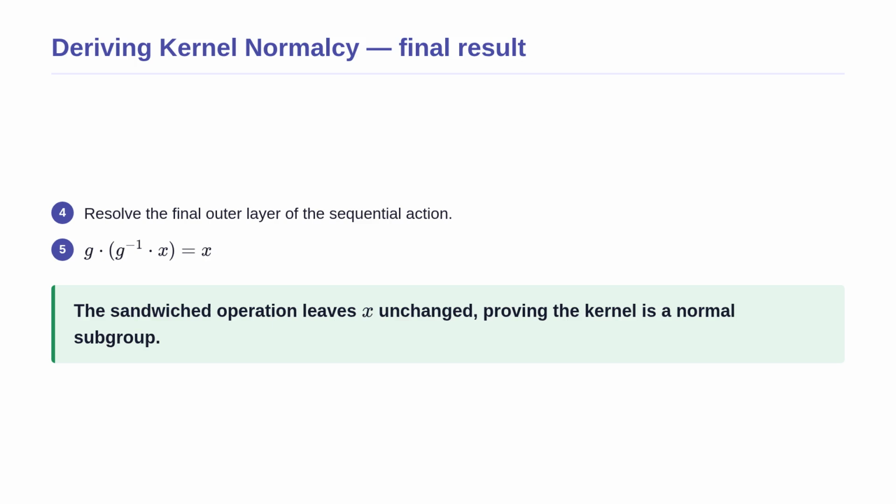Continuing our proof, we now resolve the final outer layer of our sequential action. We are left with the action G being applied to the result of the reverse action applied to X. By the fundamental definition of how inverses work in group theory, an action and its exact reverse perfectly cancel each other out, leaving you exactly where you started. The result is simply the original item X, completely untouched by the entire three-part sandwiched operation. Because this sandwiched operation leaves X unchanged, it belongs to the kernel, proving that the kernel is indeed a normal subgroup.